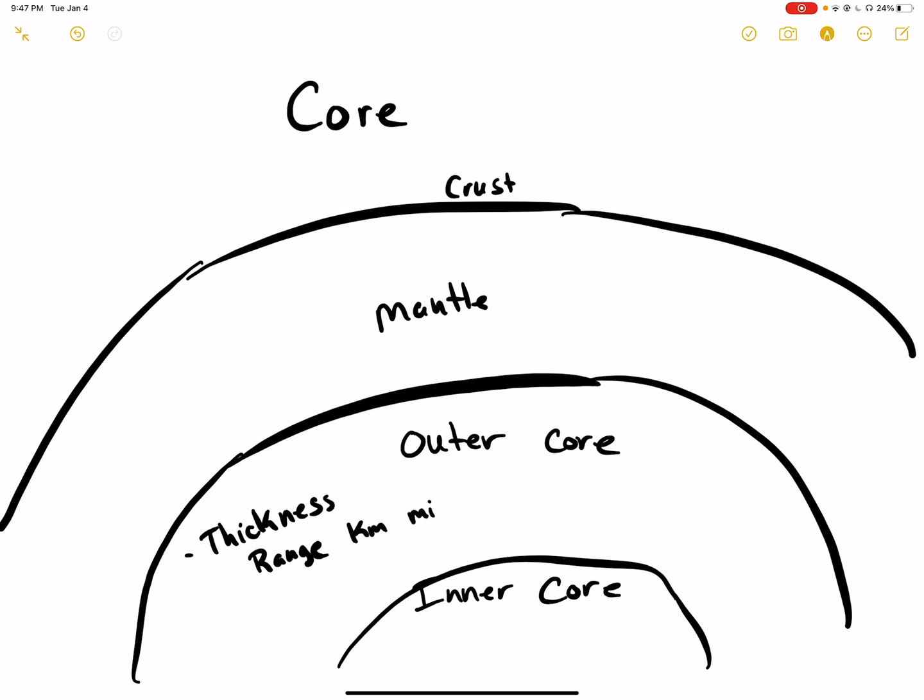In addition to the thickness, we need to know the composition. The composition is what it is made of, its ingredients, if you will. After you look at the composition, how about giving us some information about the structure? Is it liquid? Is it solid? Is it something else? What's going on in your section of the core?